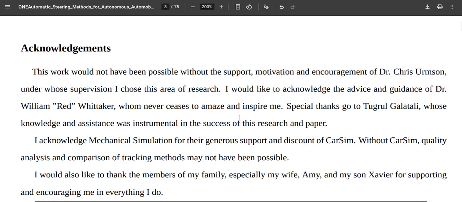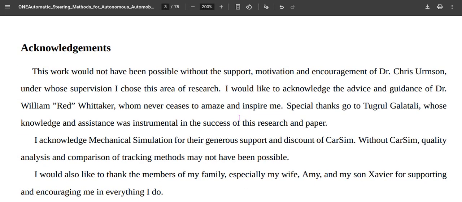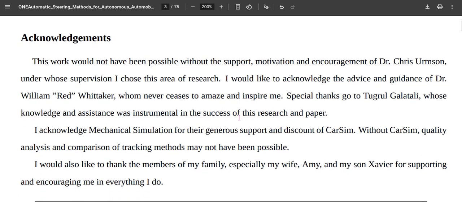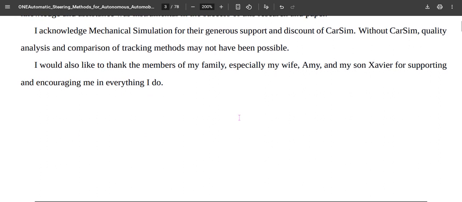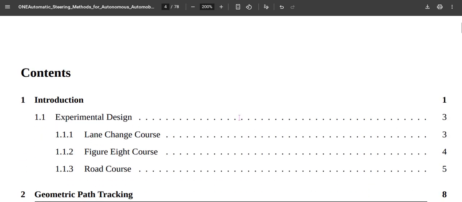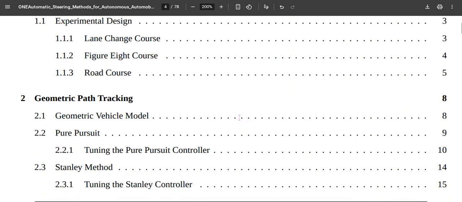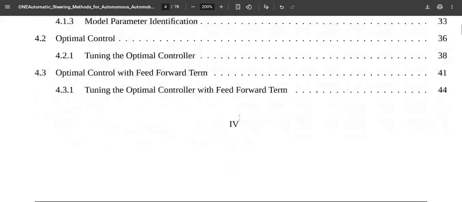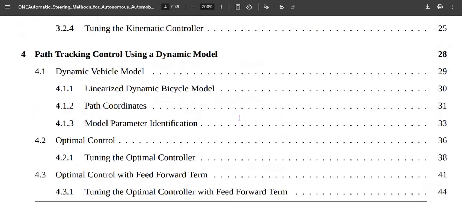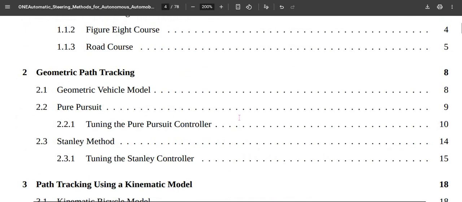The author acknowledges Dr. Chris Thompson and his advisor Reed Whitaker, and they have used CarSim and different tools for testing these path tracking methods. These are the different chapters, and we will mainly focus on chapter 2.